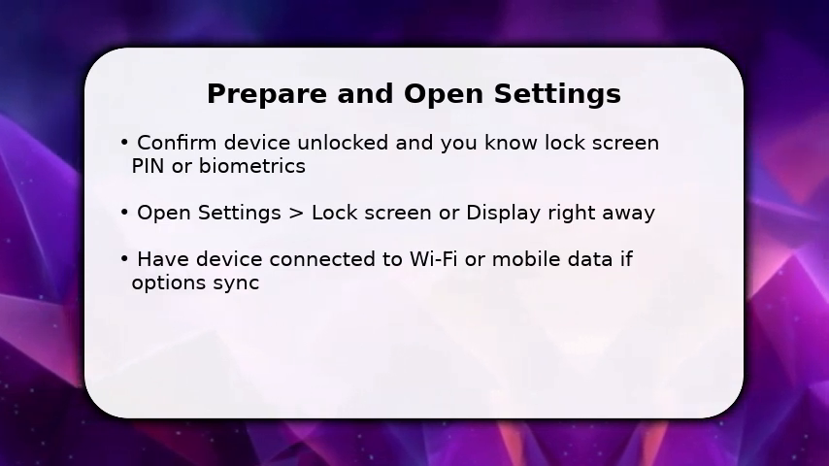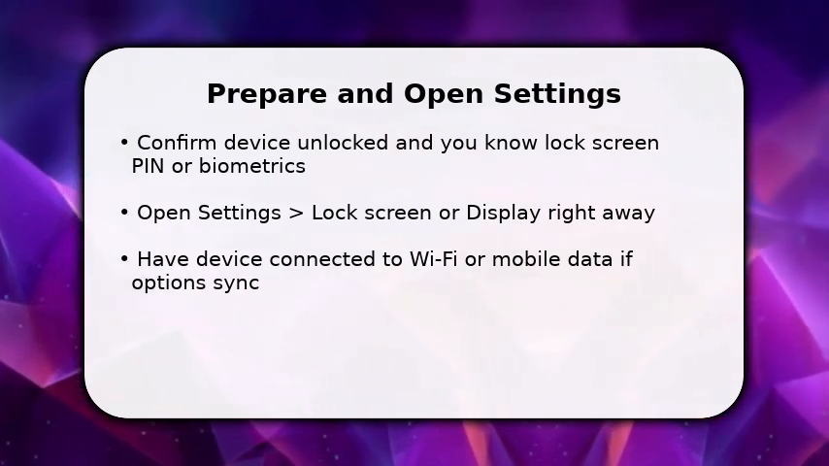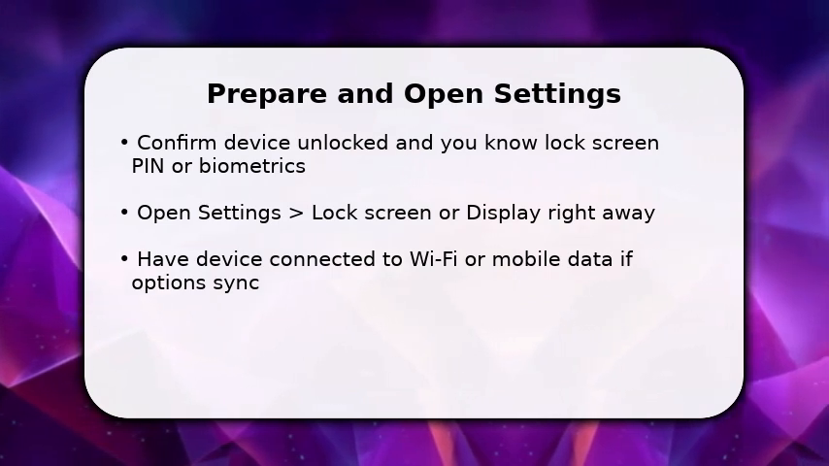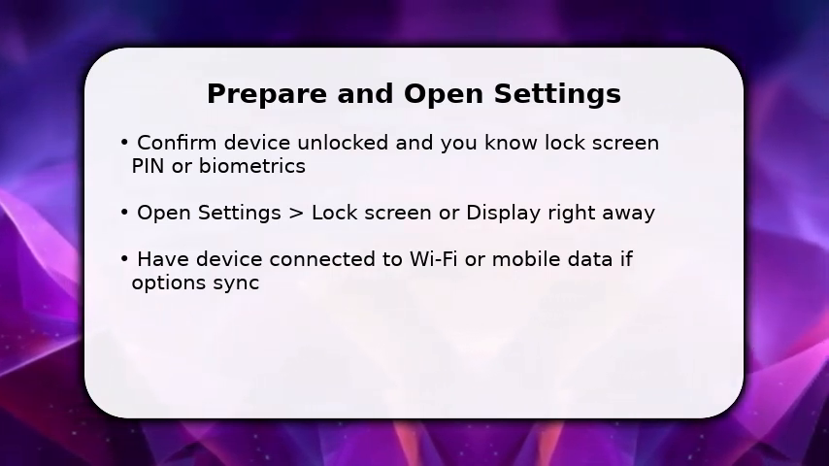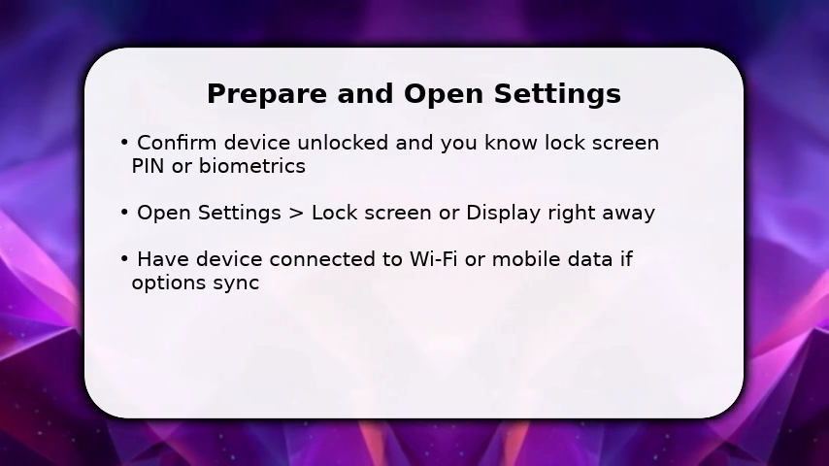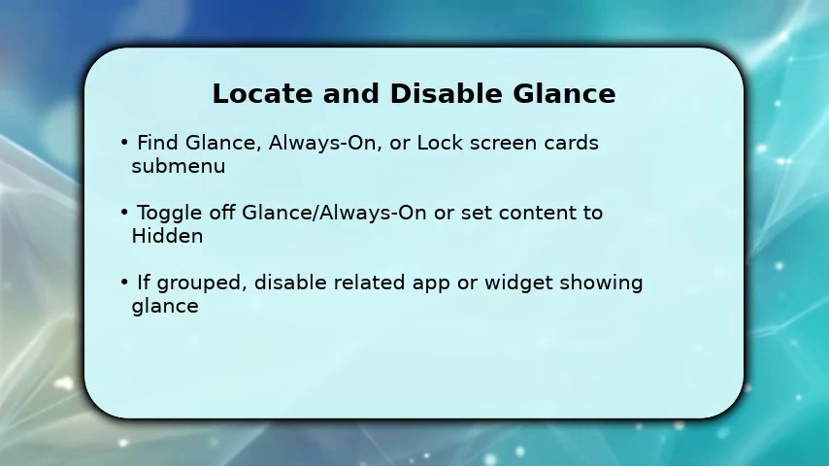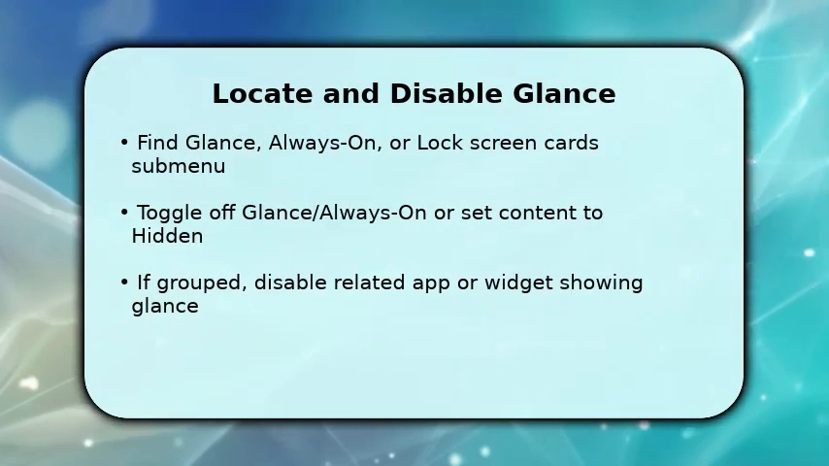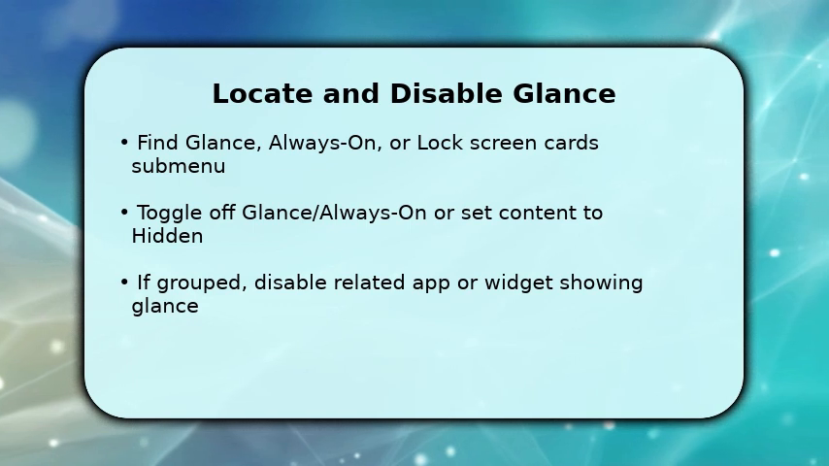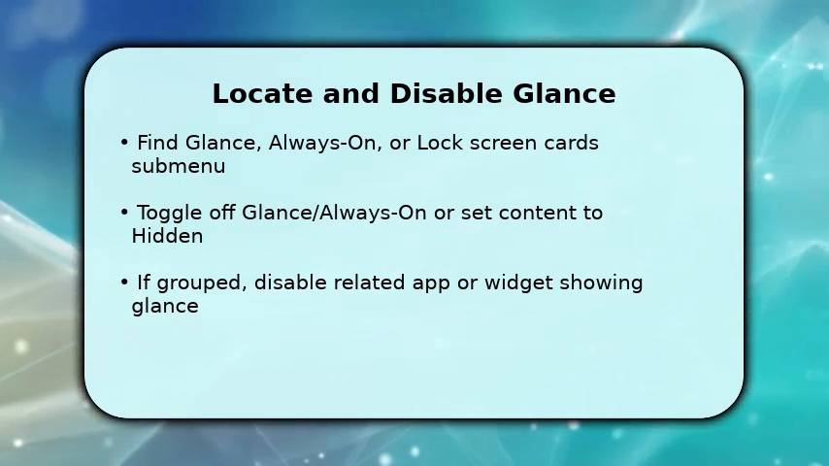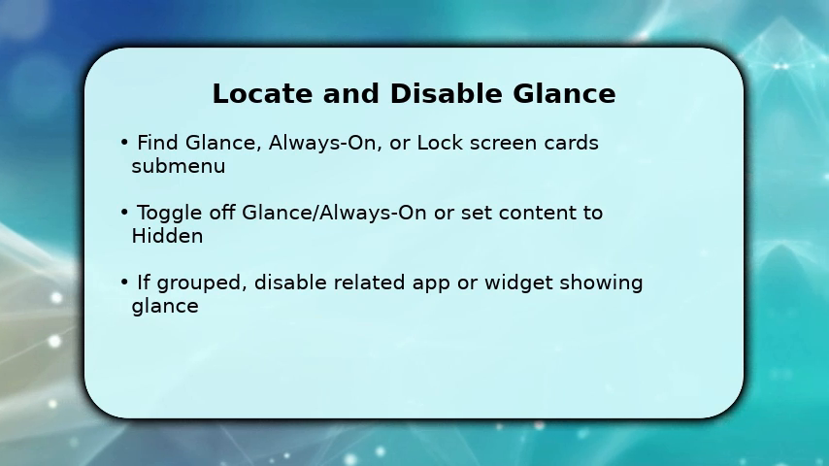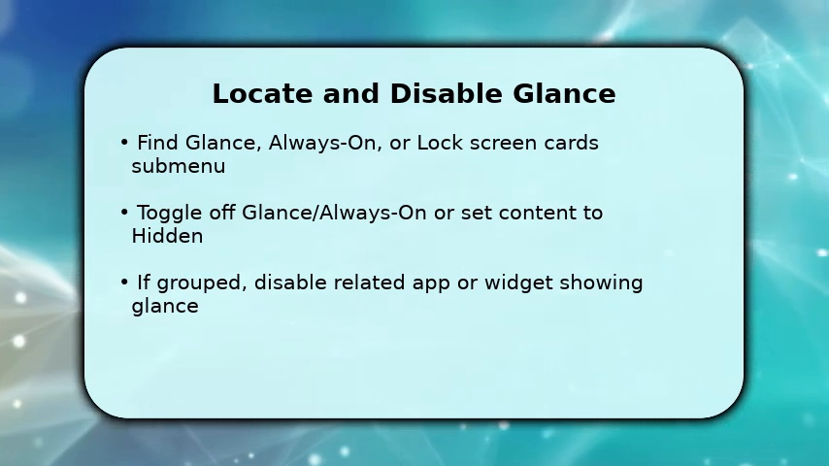Make sure you're signed into your account so settings sync. This step ensures you can access the specific toggle to remove glance without restarting or losing personalization. You now look for the exact setting labeled glance, always on display, lock screen cards, or similar. Manufacturers use different names. Once found, toggle it off or change content visibility to hidden.